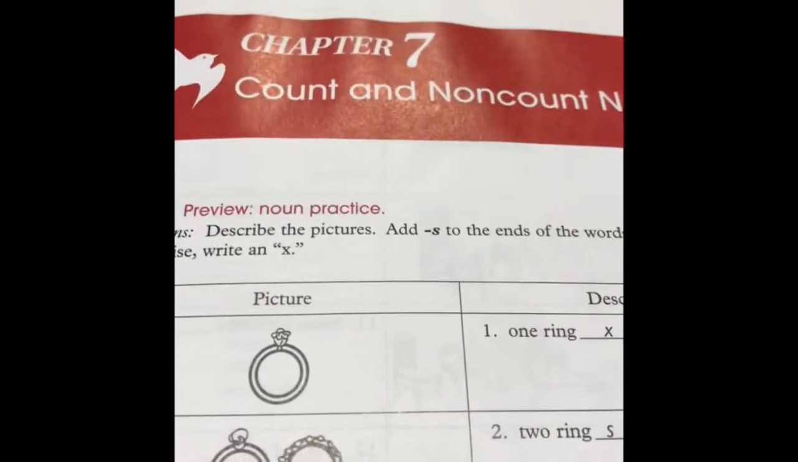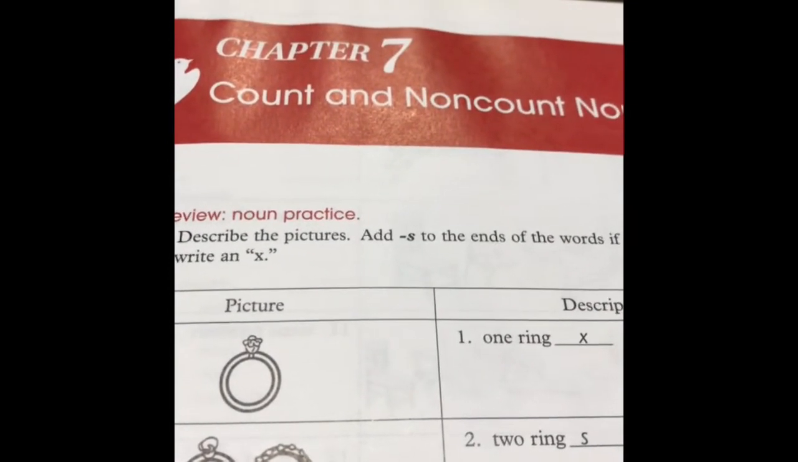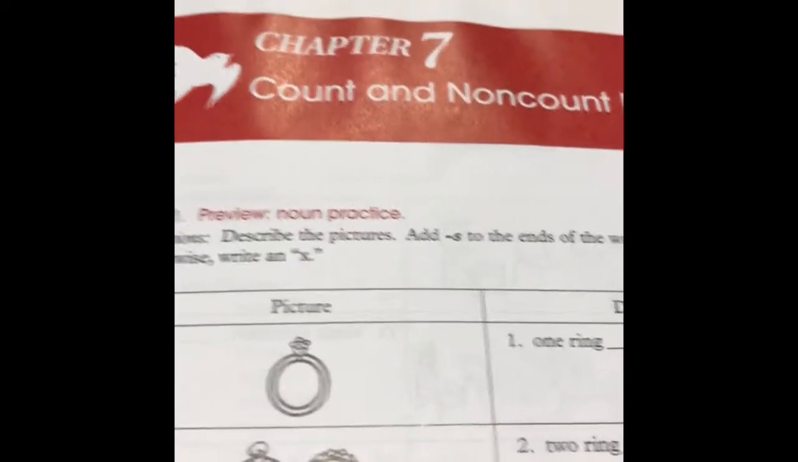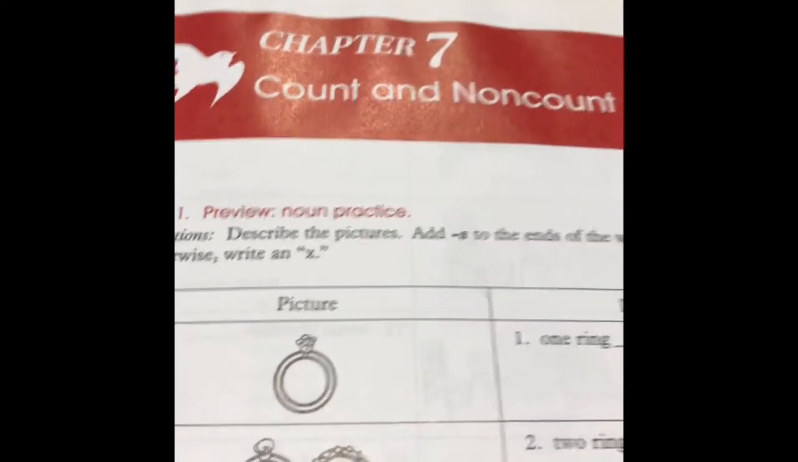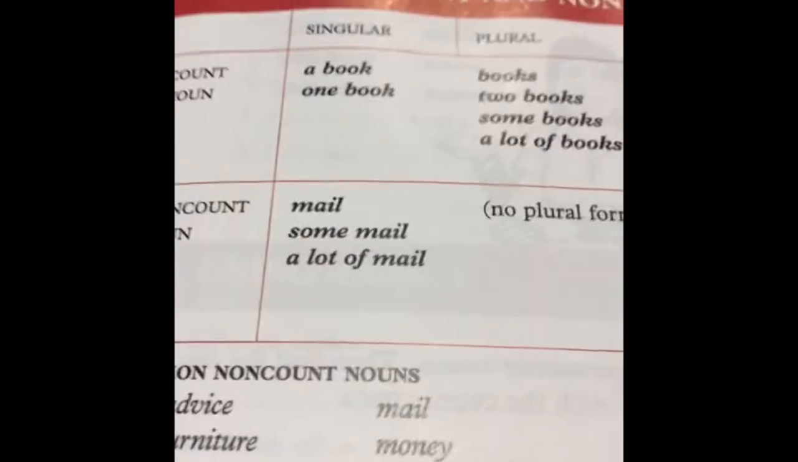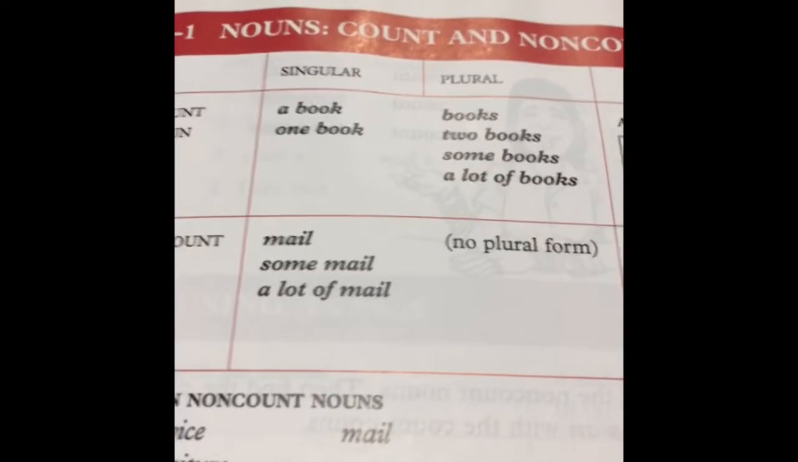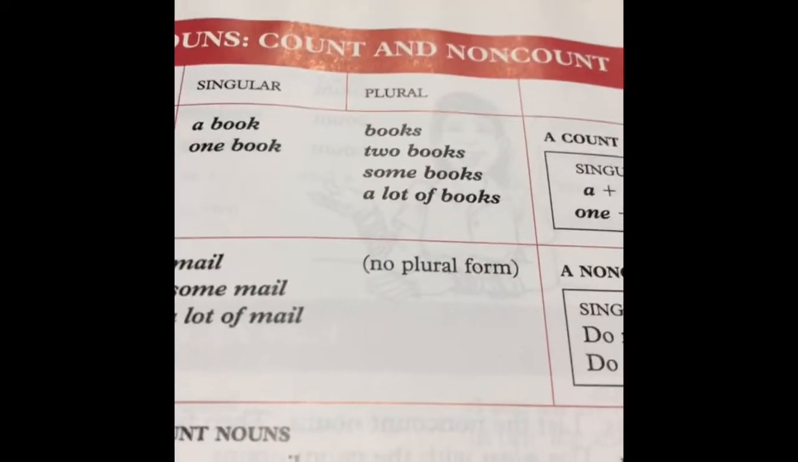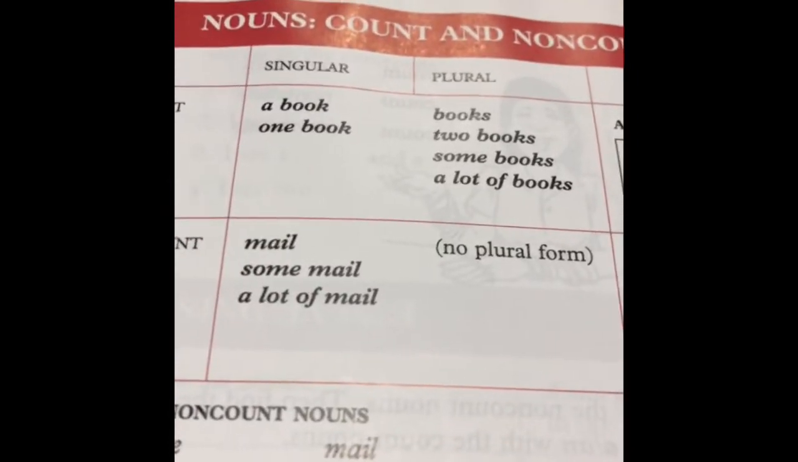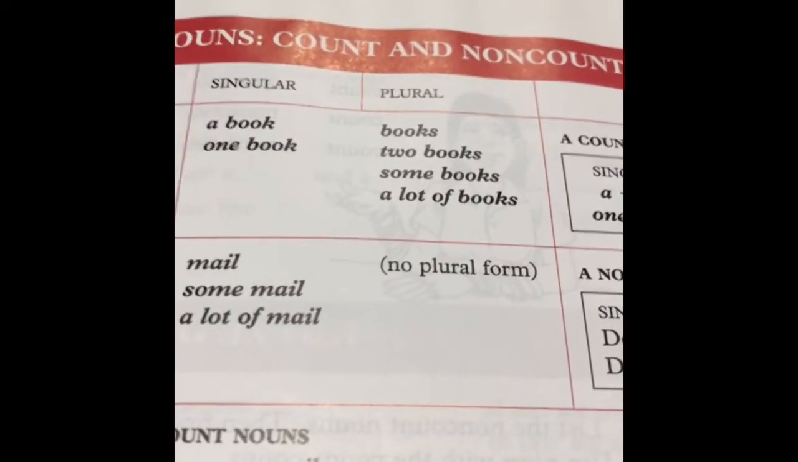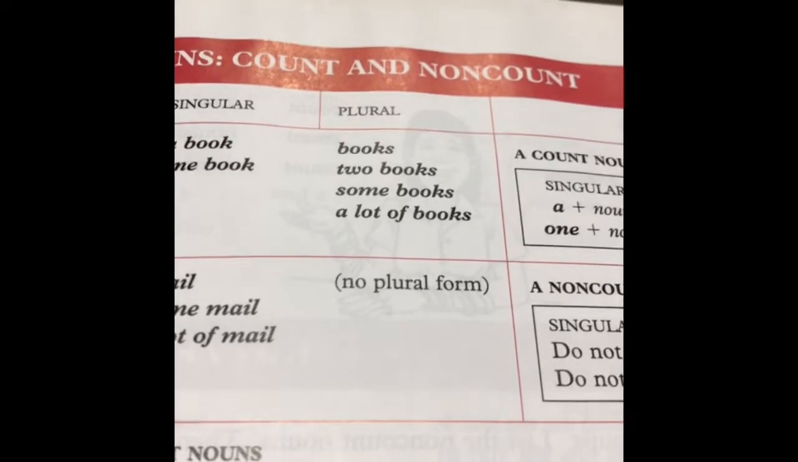Our lesson today is about count and non-count nouns. What is the meaning of count and non-count nouns? Let's start with count nouns. A count noun in the singular: a book. Plural: books. One book, two books, some books, a lot of books.